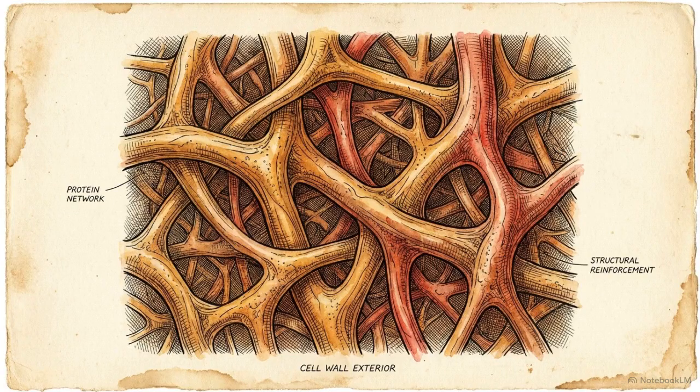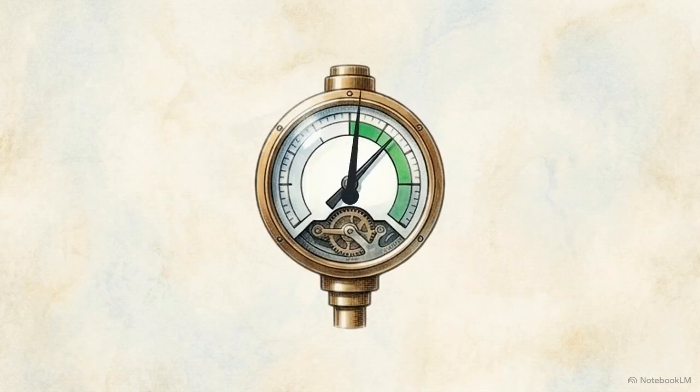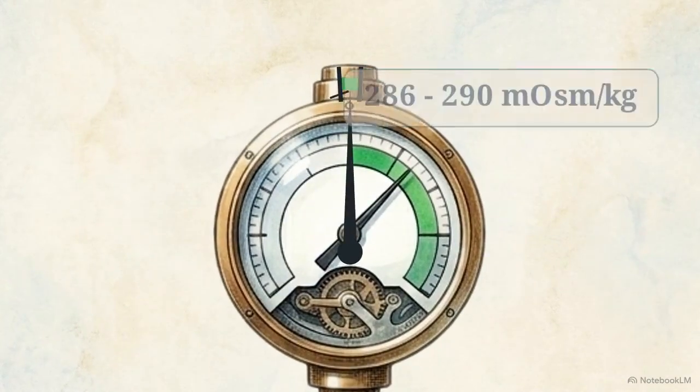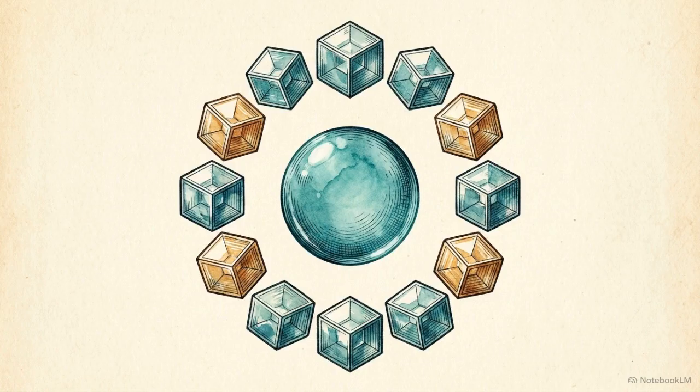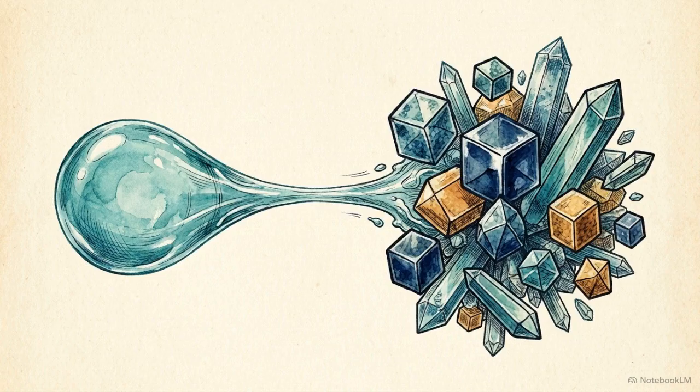The human body defends this balance aggressively. The concentration of solutes in your blood plasma must stay within a highly restrictive clinical range of 286 to 290 milliosmoles per kilogram. Hydration is an actively managed thermodynamic state. It is dictated by the chemical potential of mineral solutes pulling water into alignment.